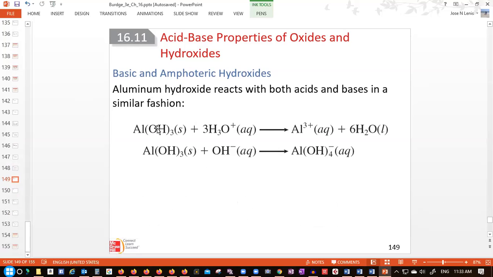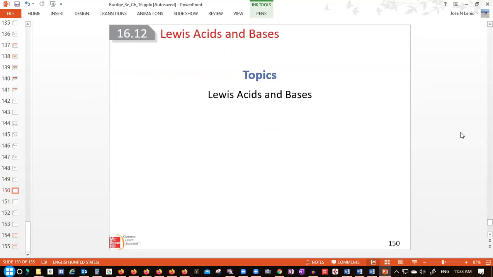Here is another example of the aluminum being amphoteric, reacting with acid or reacting with base. So yes, it shows the amphoteric property of aluminum compounds.